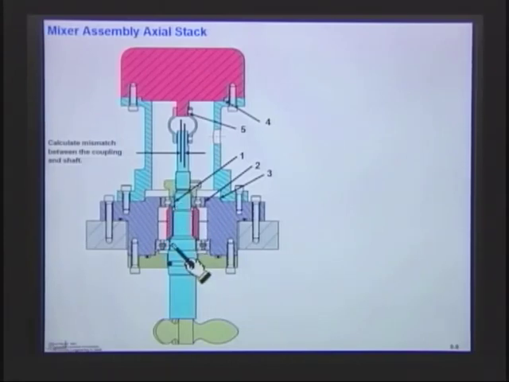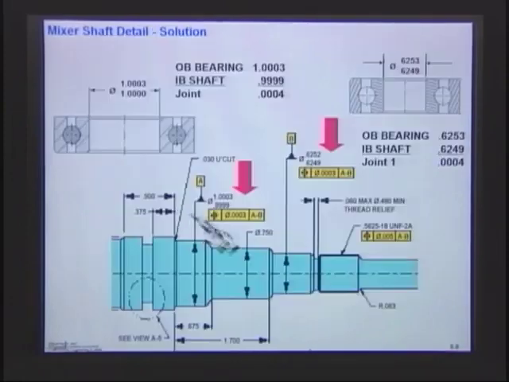Now there's really two bearings, isn't there? We have a bearing here and we have a bearing here, and it was really both of them that did the misalignment. I should factor in both of them, so let's take a look at both of them and see what kind of misalignment we have.